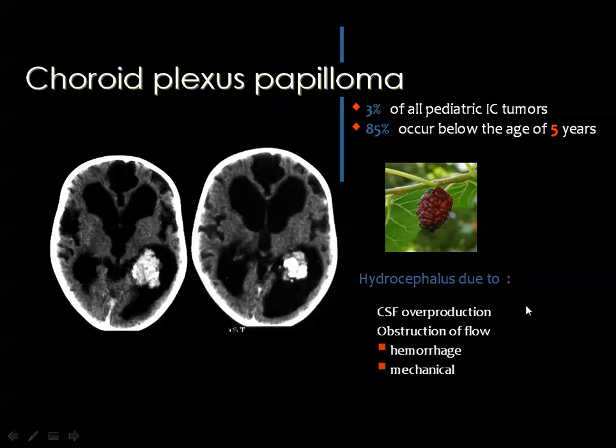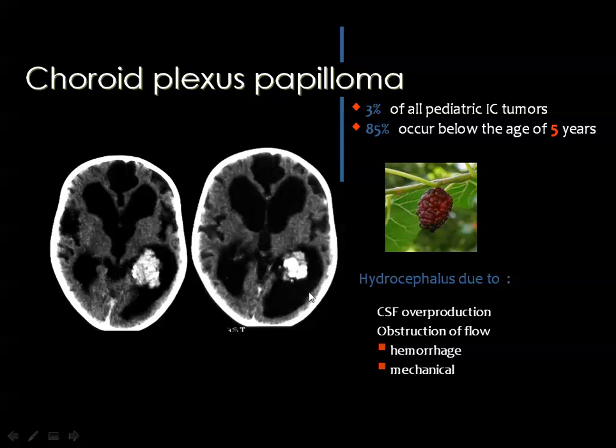Then we come to the choroid plexus papilloma, one of the famous tumors occurring inside the ventricle, and it represents about 3% of all pediatric intracranial tumors, and most of these lesions occur in the pediatric age group before the age of 5 years. And the tumor arises from the choroid plexus, and you will know that the choroid plexus is responsible for CSF production. Then functioning tumors will increase the CSF production, and this will result in what's known as communicating non-obstructive hydrocephalus.